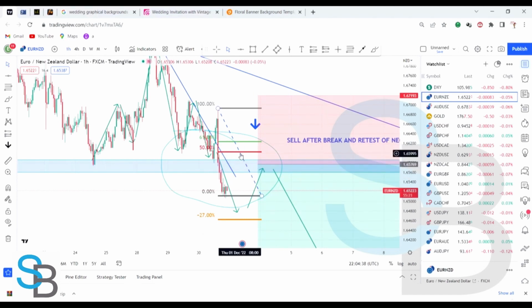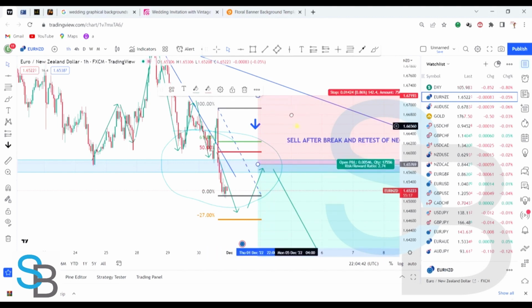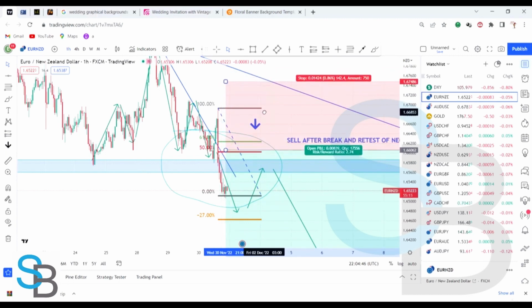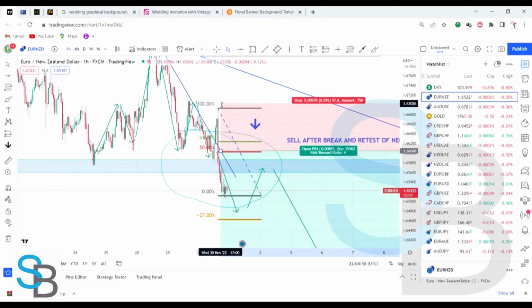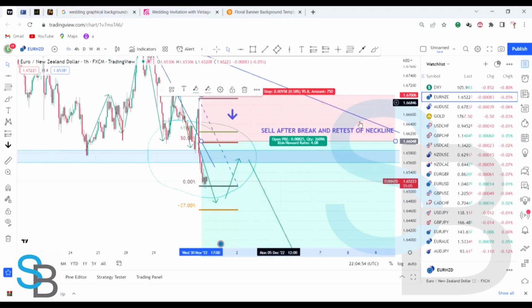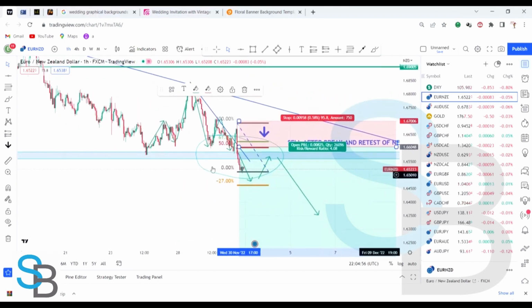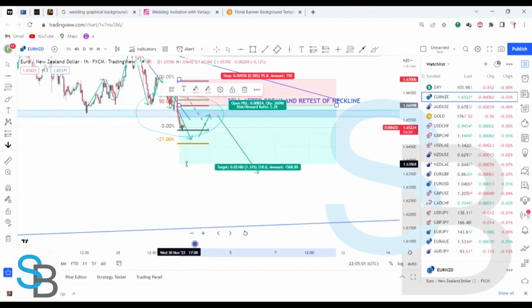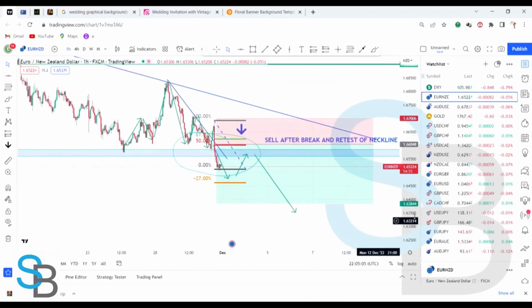So I'm going to put a pending order at this region, a sell limit. Let me bring it here. I'm selling here and my stop loss will be around here, so my stop loss is 95 pips. Then my take profit will be around here, about 2.3 times my stop loss.